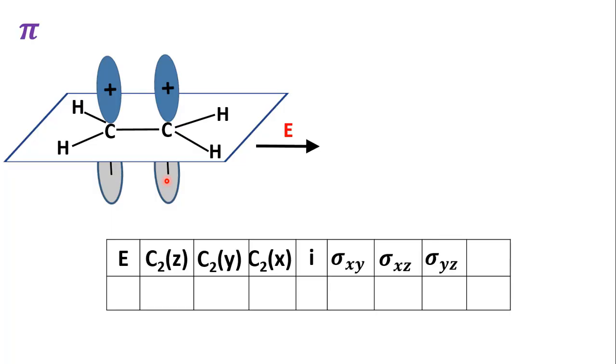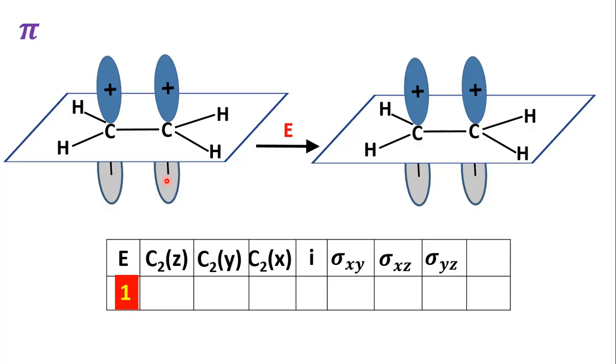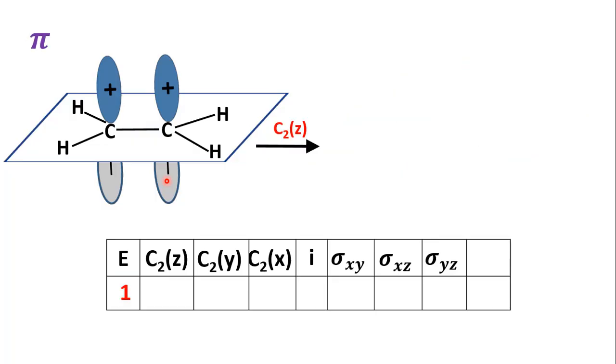If you apply the operation of E, it is doing nothing, there is no change, and so you get plus 1. When you apply C2Z, there is 180-degree rotation about the Z axis.